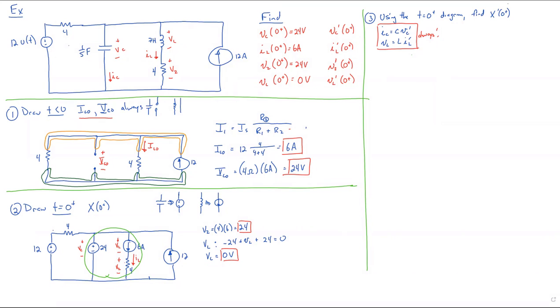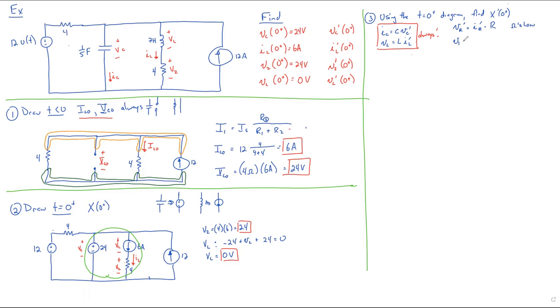If you're asked anything other than VC or IL, then you're going to have to get creative with using first these relationships to find VC prime and IL prime, and then using other relationships to find the rest. So those other relationships are things like Ohm's law. The voltage across the resistor is equal to the current through that resistor times that resistor value. And if that's true, you can take the derivative of both sides of that equation. The R is constant. So this is Ohm's law.